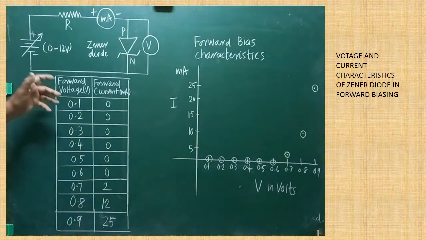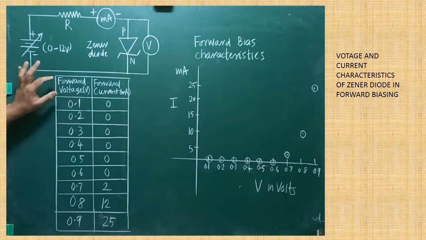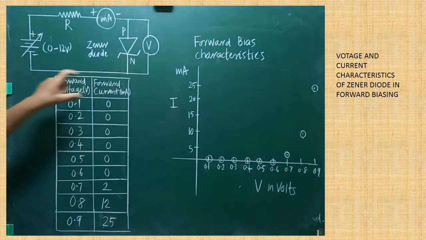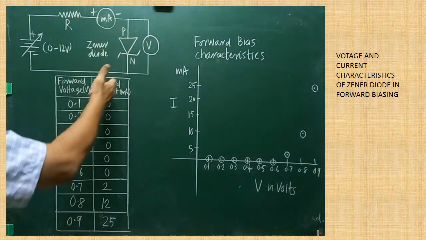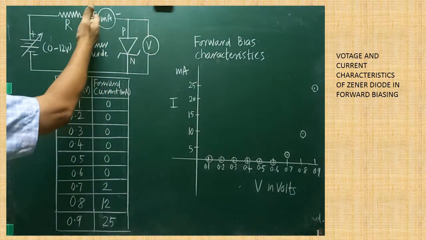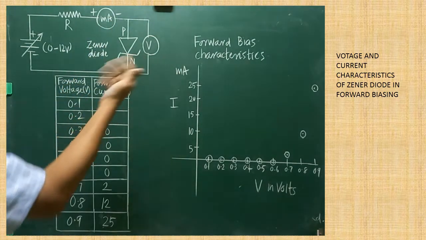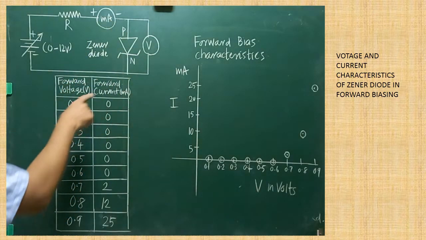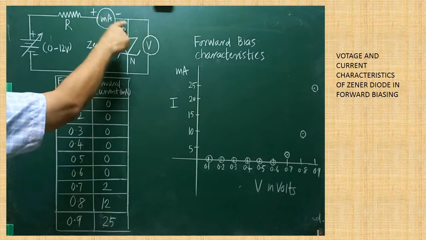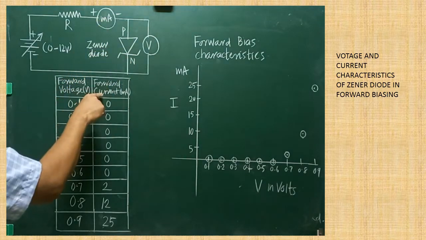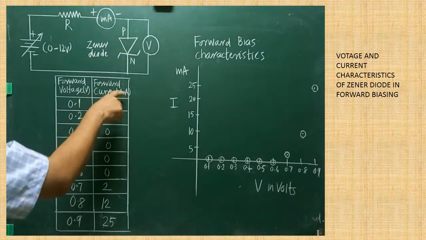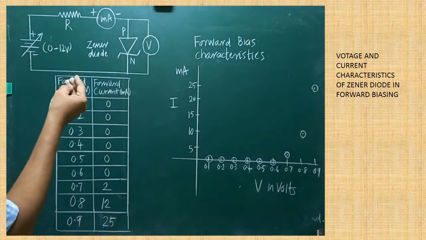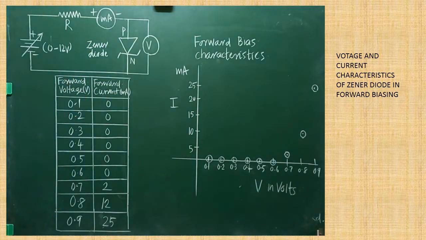Since the voltage is measured in the forward bias condition, this voltage is called forward voltage. And the current is measured in the forward bias connection. The current which is passing through the diode as well as through the milliammeter is called forward current. And it should be measured in a milliammeter. It is a very small amount of current. Are you clear? So how to start?